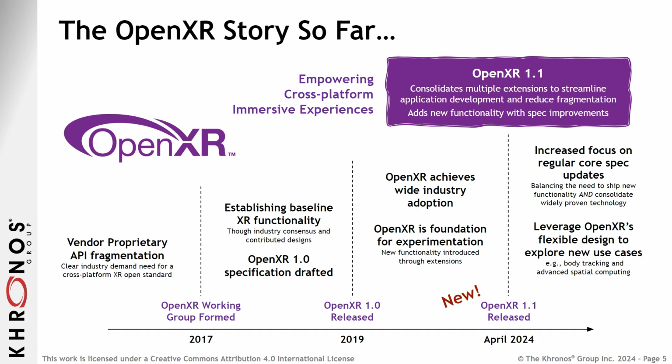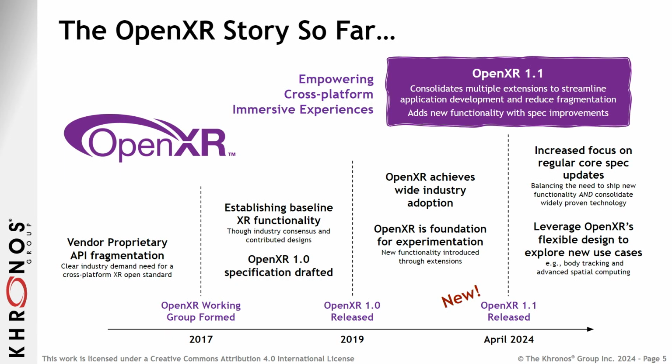So the timeline for OpenXR, there was a lot of fragmentation. It inspired the creation of the working group in 2017. And the working group did a good job, 2 years from creation of the working group and a blank sheet of paper to a 1.0 spec release. That's pretty good going.